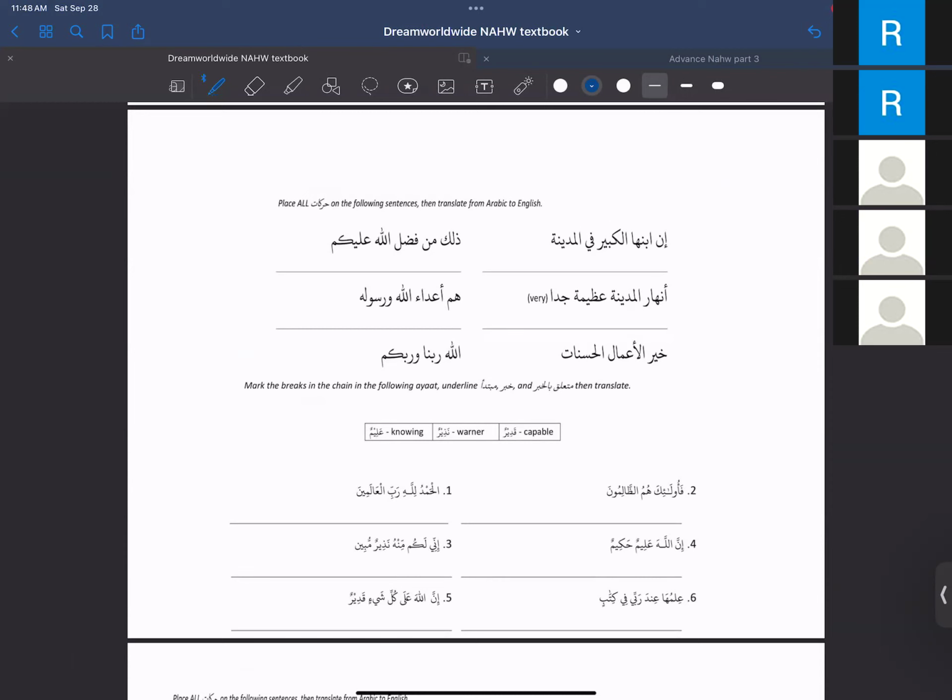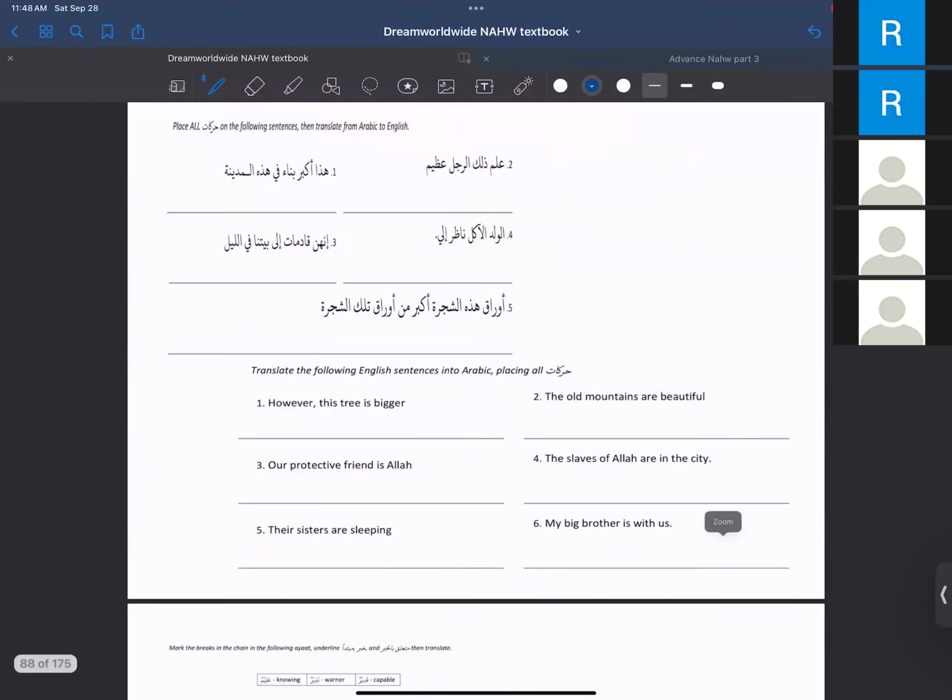I think we did this. Ibnuha al-Kabiru. I think we did that. It was given in homework. First one, I think we did it. If you guys have any question, then next time we can discuss. Otherwise, we're going to move on. The first one was done. This is not done, this is the second new one. So you're going to try on your own, and inshallah, if you have any question, we can discuss next class.